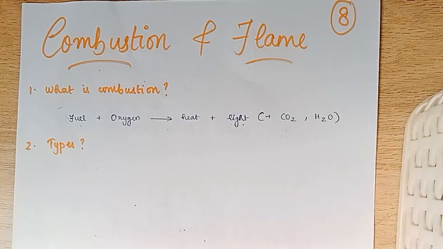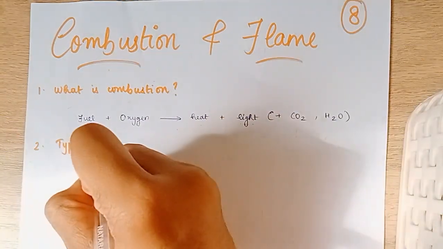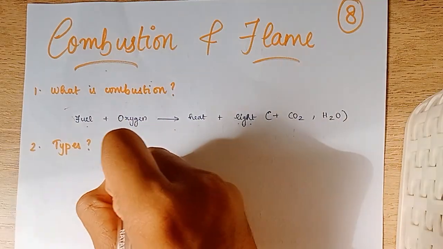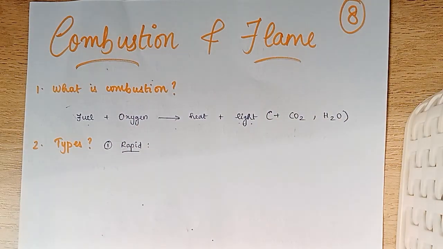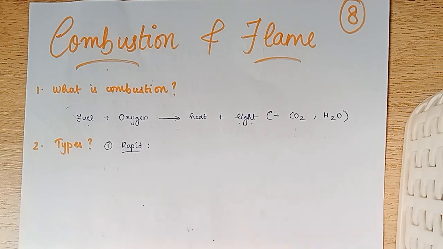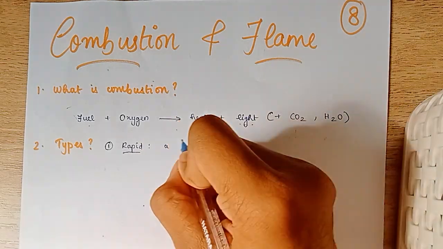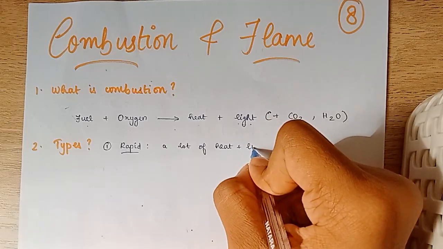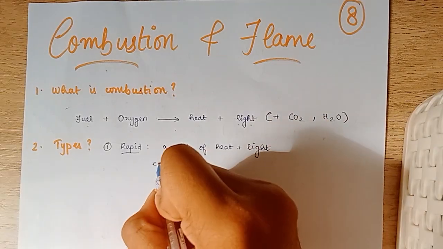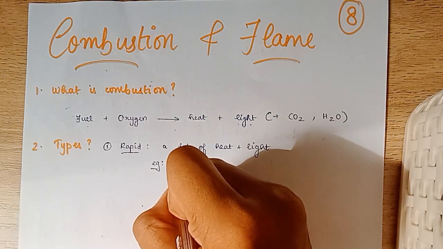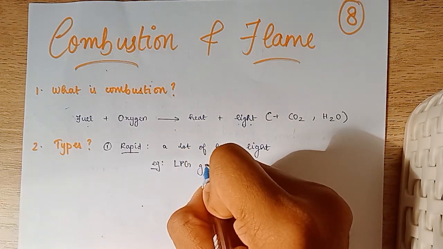Now, what are the types of combustion? There are mainly 3 types of combustion. Number 1, rapid combustion. Okay, what is rapid combustion? Rapid means it happens quickly. So, rapid combustion is when combustion happens very quickly with a lot of heat and light. An example for rapid combustion is the burning of LPG gas.